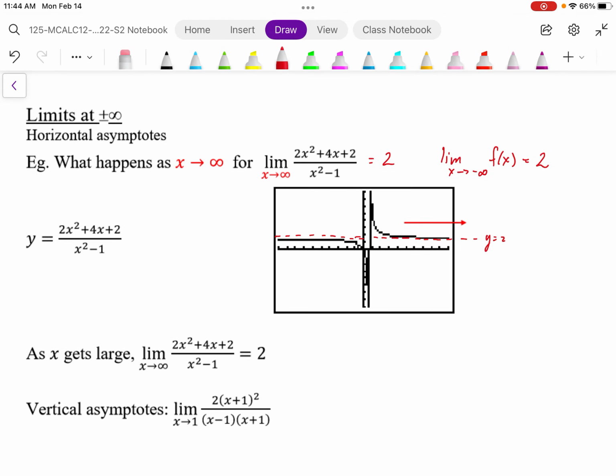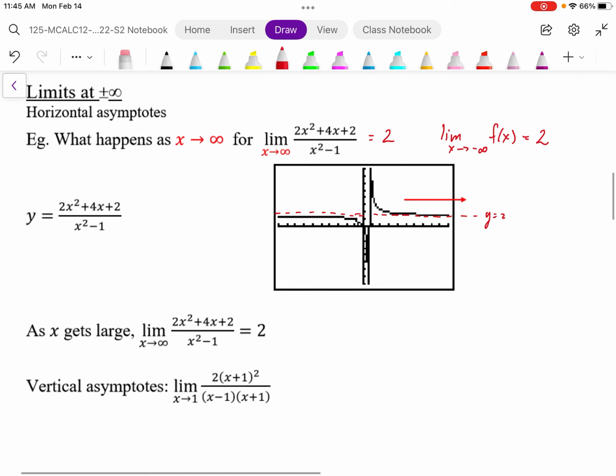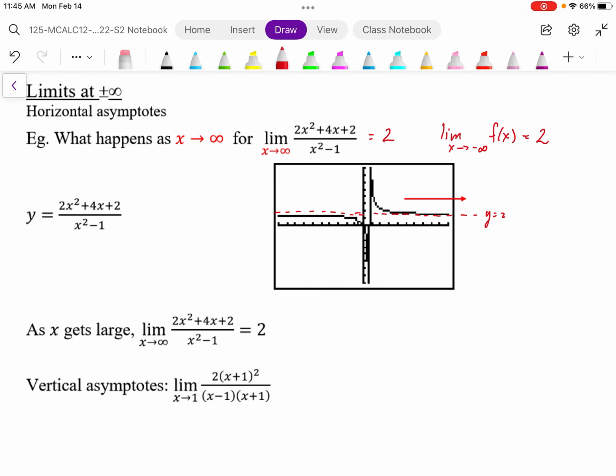So this is how we dealt with it. We're going to now use a formal notation to indicate these horizontal asymptotes. Okay, and that's what we have here. That's what I've drawn down here. As x goes to positive infinity, we know that the y value tends towards 2. And at negative infinity, we get the same thing.